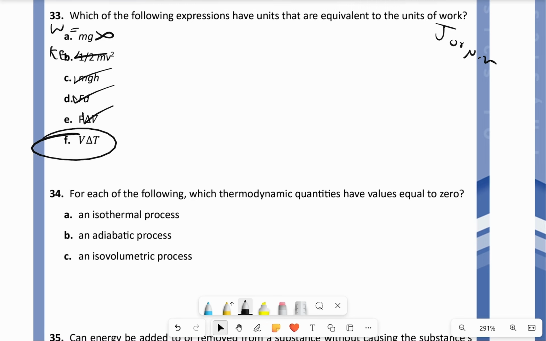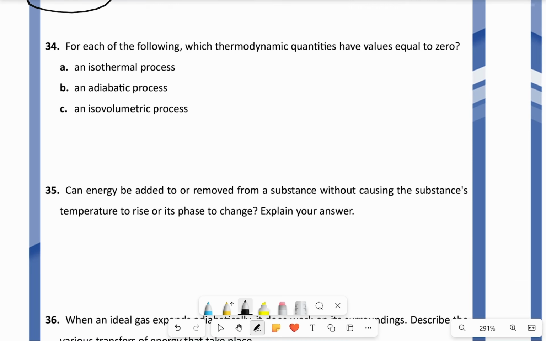34. For each of the following, which thermodynamic quantities have values equal to 0? So an isothermal process, if you remember, isothermal delta T was equal to 0 and delta E was equal to 0 too. An adiabatic process, Q was equal to 0. An isovolumetric process, volume change was equal to 0 and work was also equal to 0 too. Can energy be transferred or removed from a substance without causing the temperature of a substance to rise or change its phase? Yes. For example, I can deform an object, okay, without necessarily changing the temperature of the substance.